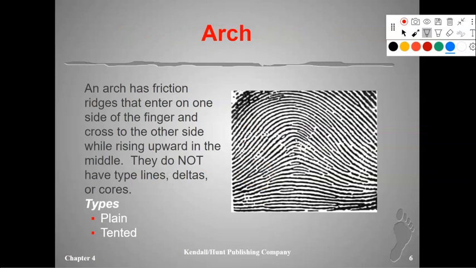An arch. An arch has friction ridges that come on one side and go out the other side. They go up in the middle, so it's kind of like a little hill like this. You see they don't have any deltas, so no deltas. They can be plain or tented. This one here is plain. Tented is just where it goes up higher.